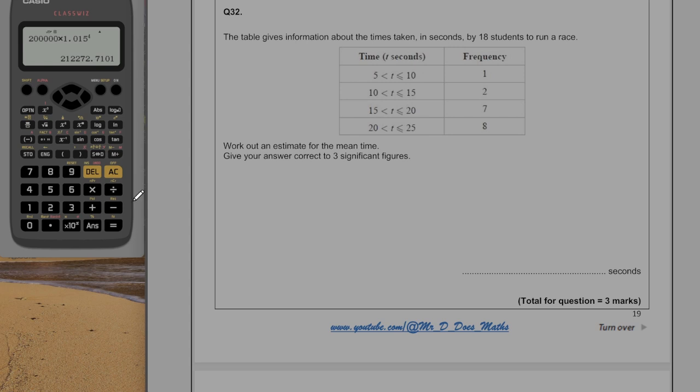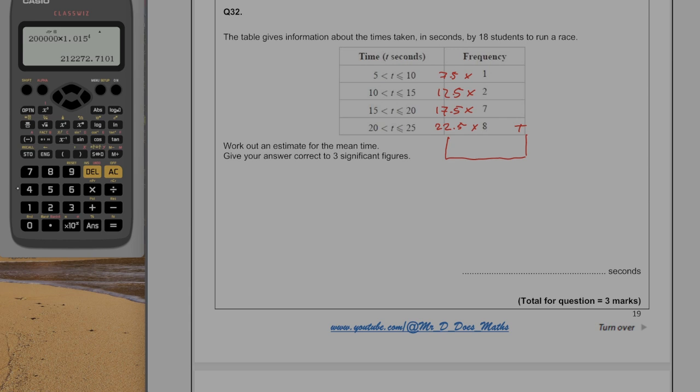The first thing we need to do is look at the midpoints. Each of these will have a middle value, which we're going to use for the estimate of the mean. The middle of these two groups is 7.5, and we'll times that by 1. The middle of this one is 12.5, which we'll times by 2. The middle of that will be 17.5 times by 7. And then finally 22.5 times by 8. And we're going to add these up.